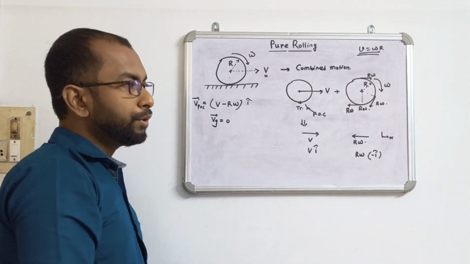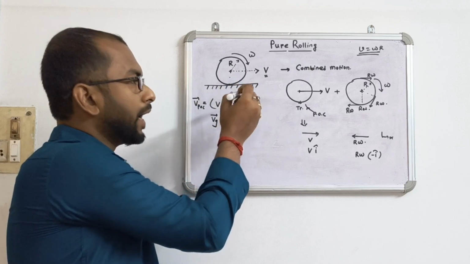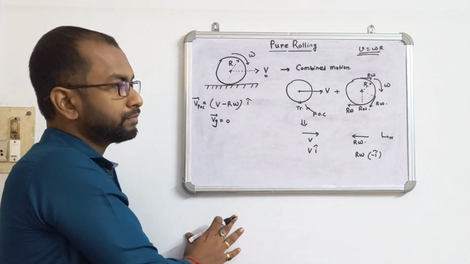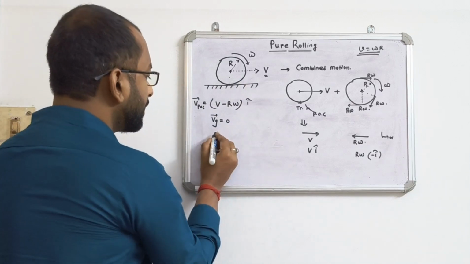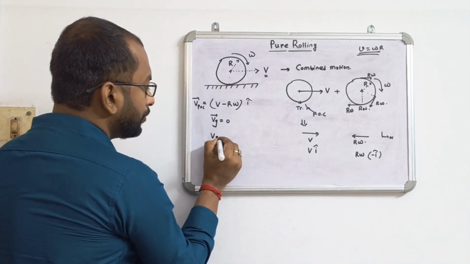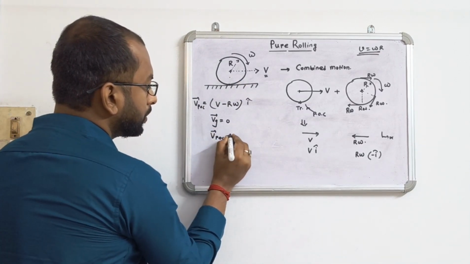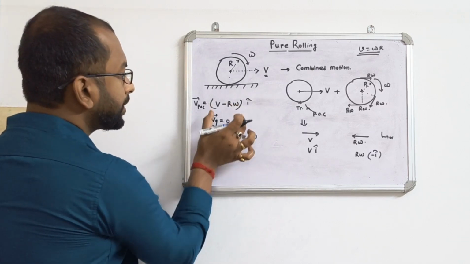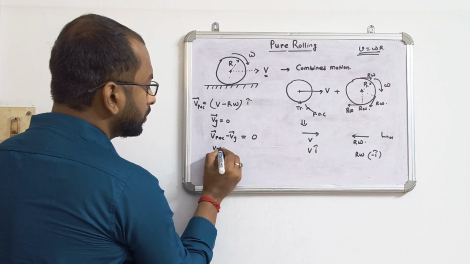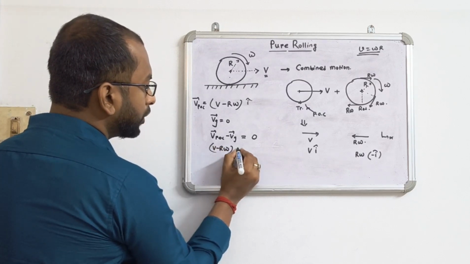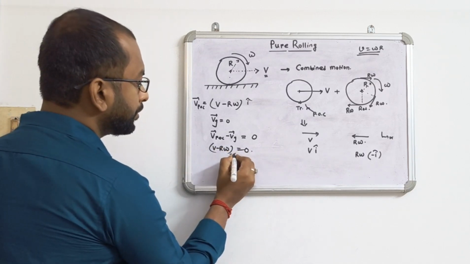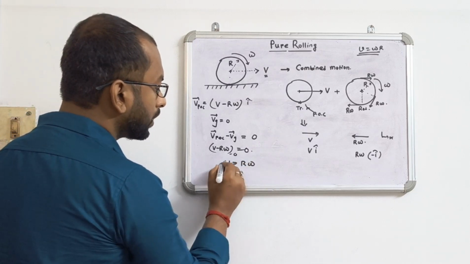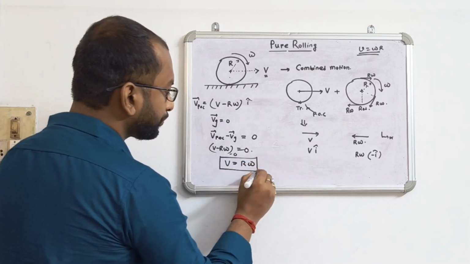So what is the condition of pure rolling? That this point of contact at that instant will not have any relative velocity with respect to the ground. Now if the ground is fixed, what is the relative velocity with respect to the ground? This is the relative velocity, that should be 0. So basically v minus r omega should be equal to 0 only. This minus 0 is 0 basically. So v should be equal to r into omega. That is the condition of pure rolling.